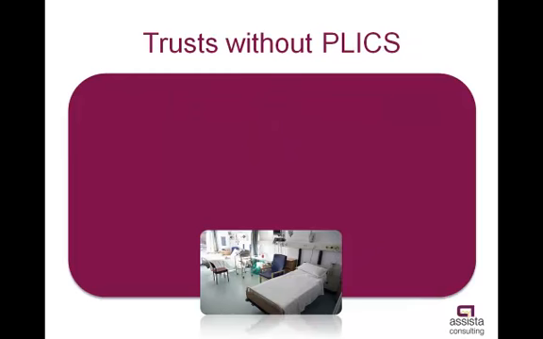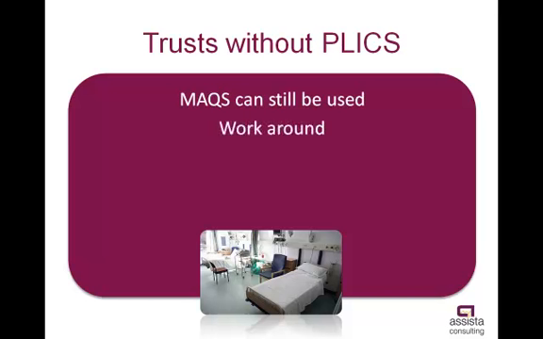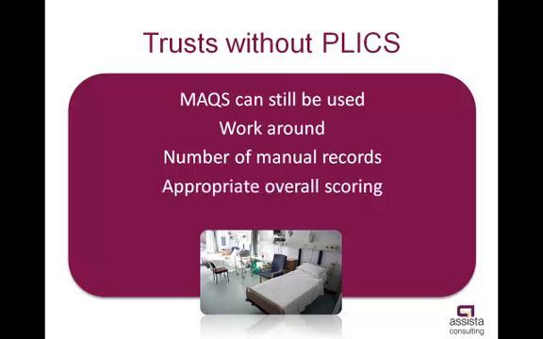Clearly, some trusts still haven't implemented PLICS, but that doesn't mean they can't use MAQS. There's actually a simple workaround that can be utilised to calculate a score. In the records match section of the scoring, because they haven't inputted patient level records, trusts without PLICS will automatically score 0%. However, it's now been agreed by the DH and the HFMA that these organisations should instead calculate the number of manual records. Inevitably, these trusts would rank lower in the quality scoring section too, but the combination of these 2 factors should result in an appropriate overall scoring.